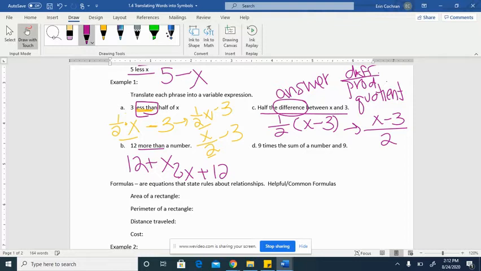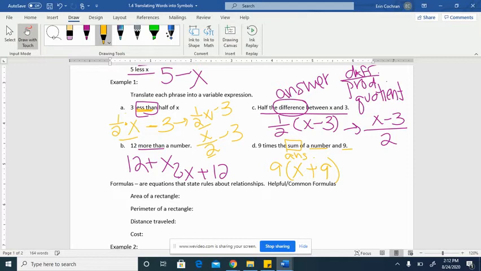Okay. And then D, 9 times the sum. The sum is the answer to that addition problem. So if we want the answer to the addition problem before we multiply, we have to make sure we put parentheses around it. Sum means addition, and we're taking a number and 9, so x plus 9. And then we're multiplying it by 9. So 9 times the quantity of x plus 9.